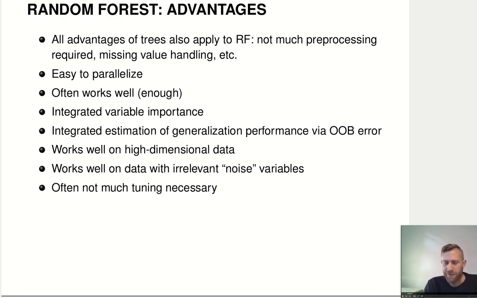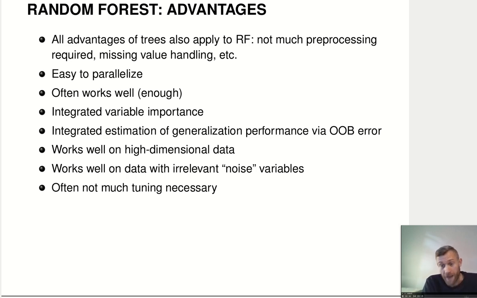It has a couple of nice features that allow it to be basically interpretable, in the sense that we can compute variable importances, in the sense that we can compute these random forest proximities that we can use to visualize our classification space. It directly integrates estimation of generalization performance by just looking at the error that it's making on the out of bootstrap observations not used for the building of the tree.